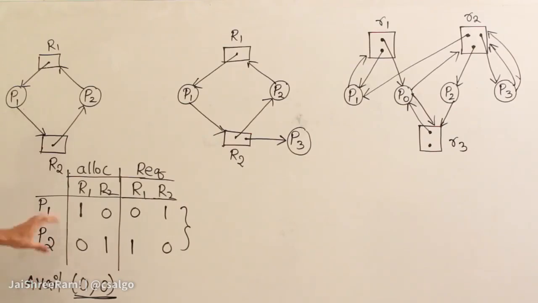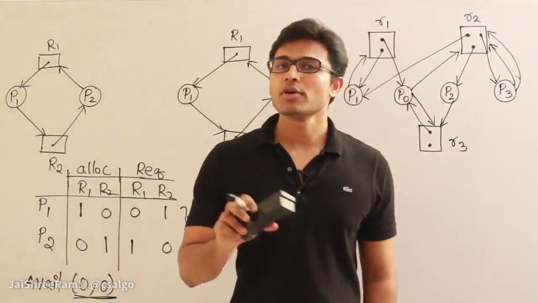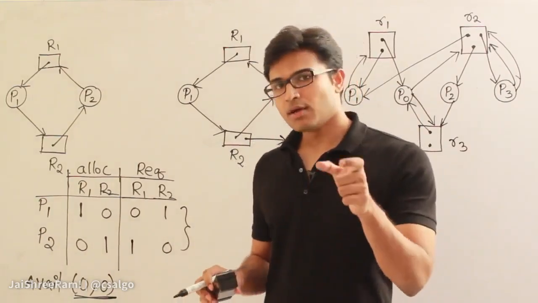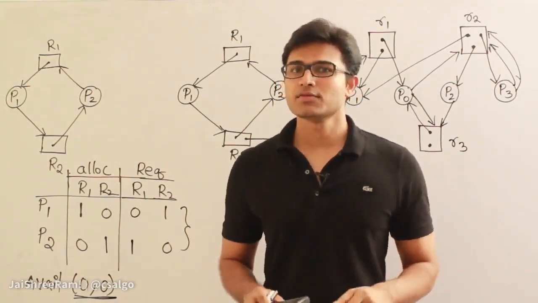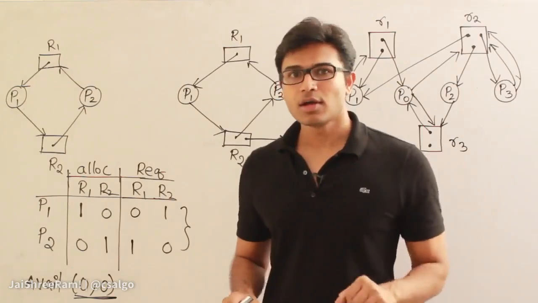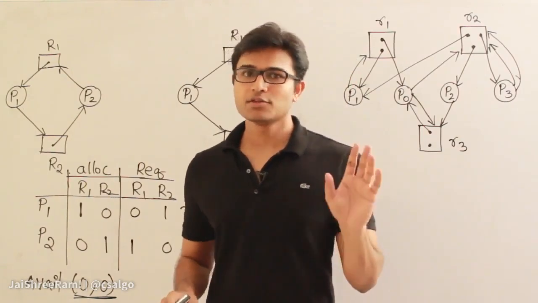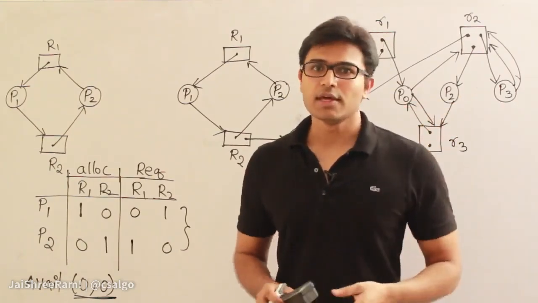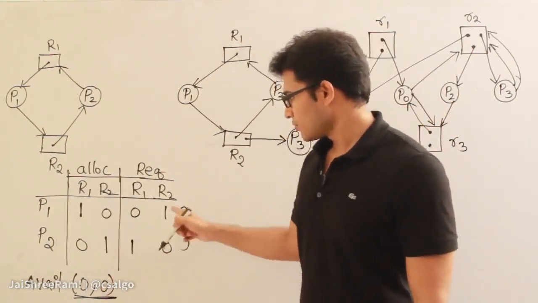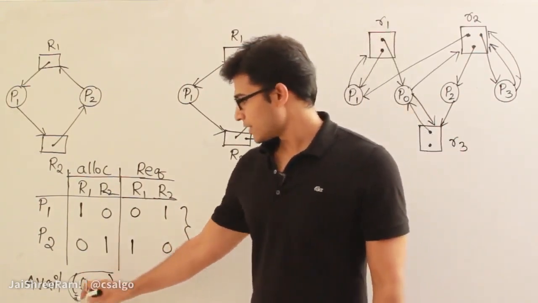Therefore, what can you say? There is a deadlock here. Got it? The necessary condition for no deadlock is that using the available vector, you should be able to satisfy at least one process request. If you are not able to satisfy at least one process request, definitely there will be deadlock. But in case you are able to satisfy at least one process request, it doesn't mean that there is no deadlock, because later you may not be able to satisfy other process requests. Anyway, if you are not able to satisfy even one process request, that is a necessary condition for deadlock, right?